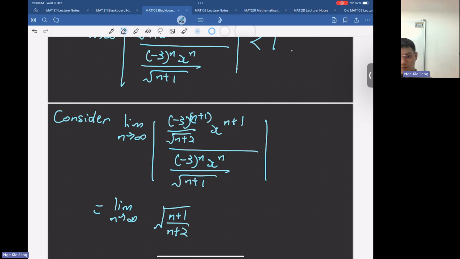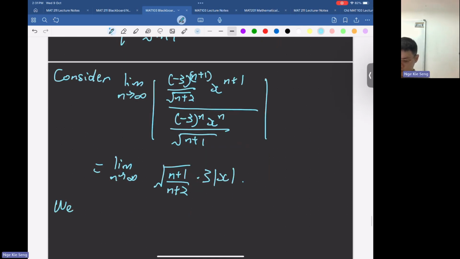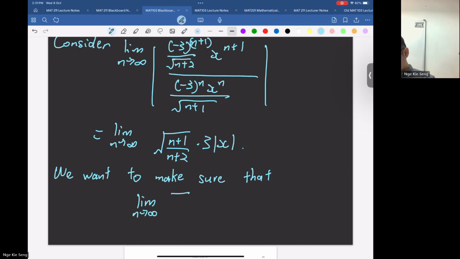Square root of n+1 over n+2 times 3 times the absolute value of x. Okay. So we want to make sure that this limit here is less than 1. But what does it mean here? So what is this limit here? What's the square root of n+1 over n+2? What's this here? How to compute this limit here? This is what?